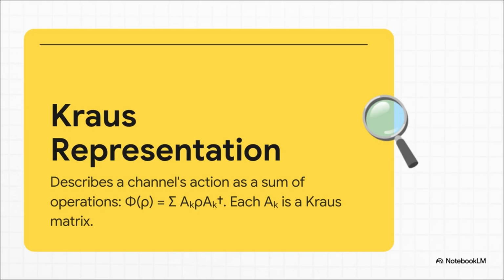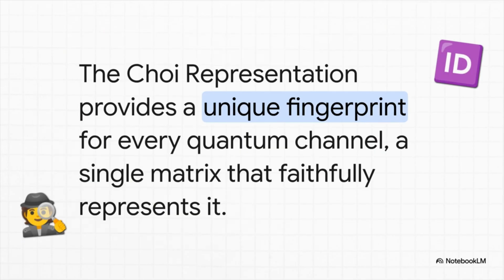So we have our physical recipe and our operational formula, but there's a problem. A big one, actually. It turns out many different Stinespring recipes, or many different sets of Kraus operators, can all describe the exact same channel. So, how can we be sure if two different looking descriptions are actually identical?